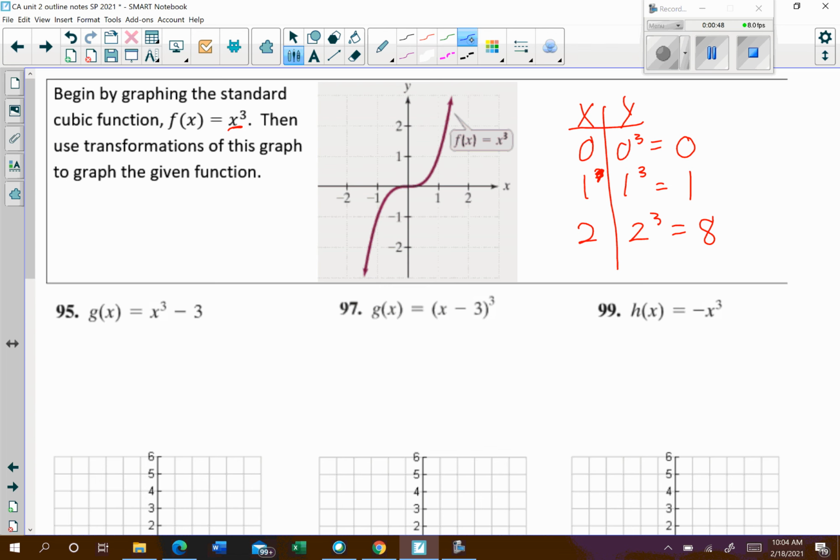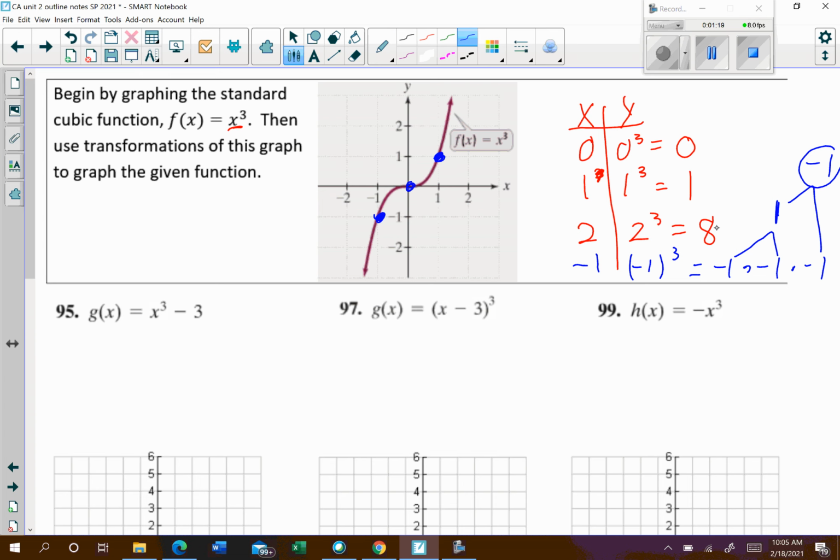And then if you go in the negative direction, so if you do a negative 1, what happens is you have negative 1 to the third power, which is negative 1 times negative 1 times negative 1. So the first negatives multiplied together will give you a positive, but then when you multiply that by the last negative 1, it turns into a negative 1 as your result right there. So these are the three key points we're going to use right here that I'm highlighting. So negative 1, negative 1, 0, 0, and then 1, 1.